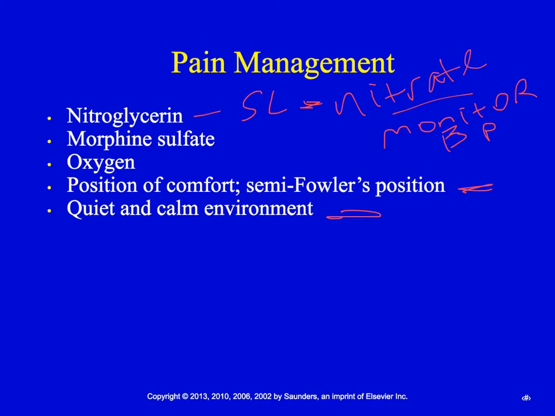If they continue to have pain, some morphine. Typically we give about 2 milligrams IV. It works quick, works well usually, relieves pain. Again, you just want to monitor their blood pressure when you're giving all these meds to make sure that it doesn't drop too far. And of course, apply that oxygen, because like I said, right now their heart muscle needs some extra oxygen.